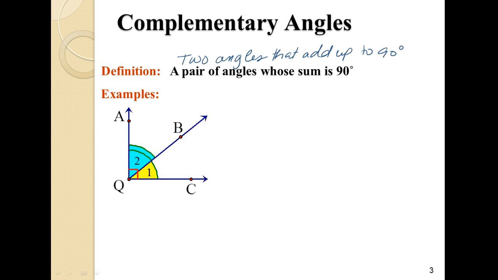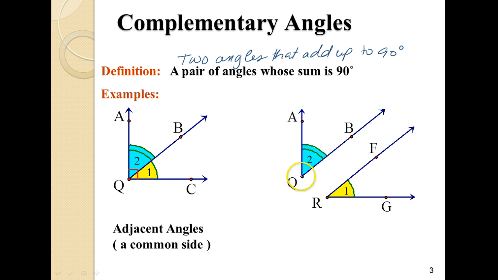Okay, so here we have angle 1 and angle 2. As we can see, angle AQC is a 90-degree angle. And then we have BQC and AQB. Those two will be complementary angles because once we add them, they will add up to 90 degrees. Alright, and again, they are adjacent because they are right next to each other and they have a common vertex and a common side.